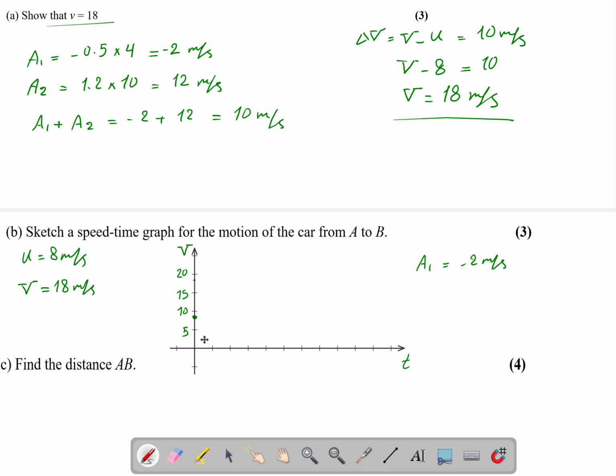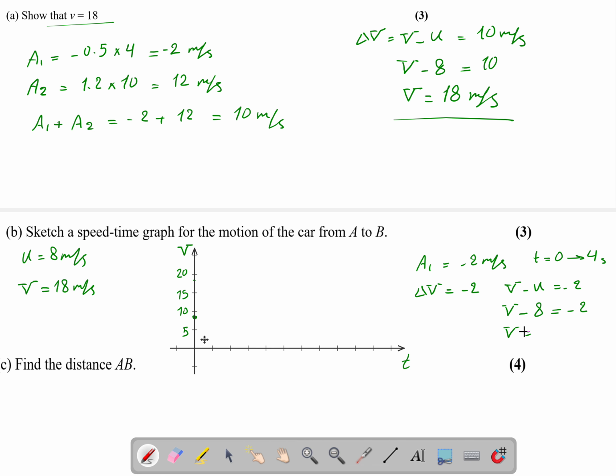It means that from time 0 to 4 seconds, our delta V equals minus 2. It means that final velocity minus initial velocity equals minus 2. It means that the final velocity when time equals 4 seconds, minus the initial velocity, which was 8, equals minus 2.